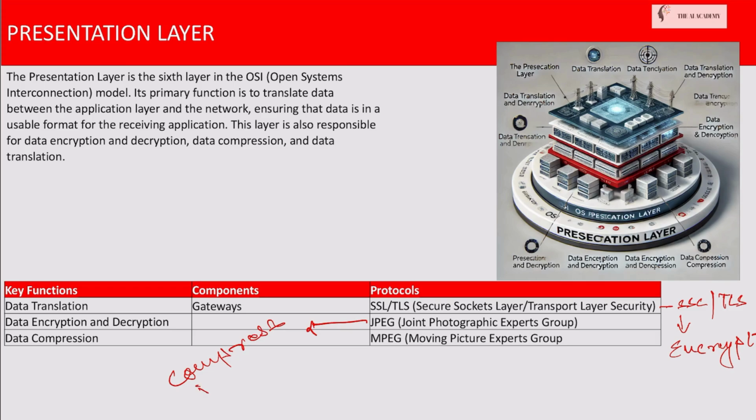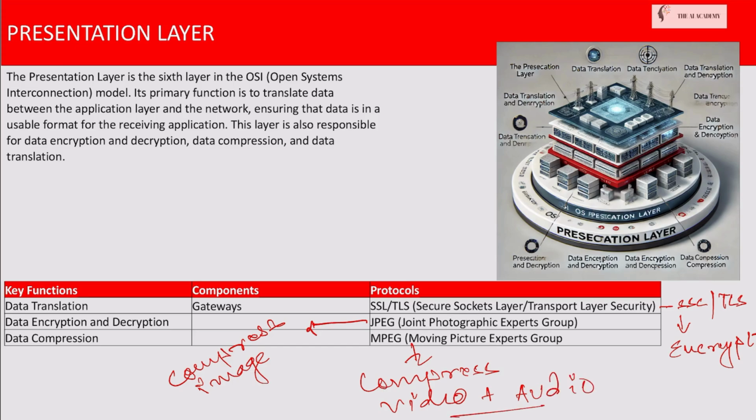JPEG, Joint Photographic Experts Group, is a standard for compressing image files, ensuring that images are transmitted in a format that can be displayed correctly by different systems. And MPEG, Moving Picture Experts Group, is a standard for compressing video and audio files, enabling efficient transmission and playback of multimedia content.